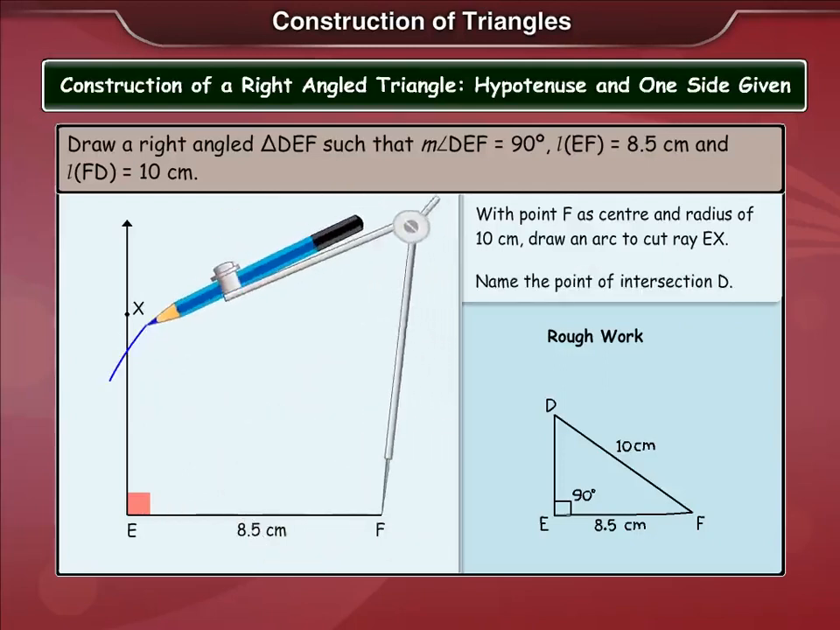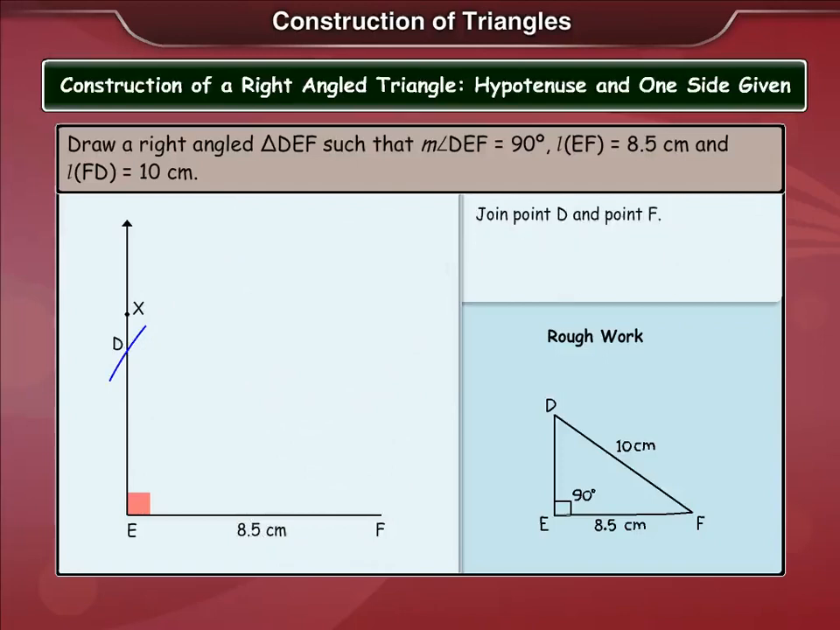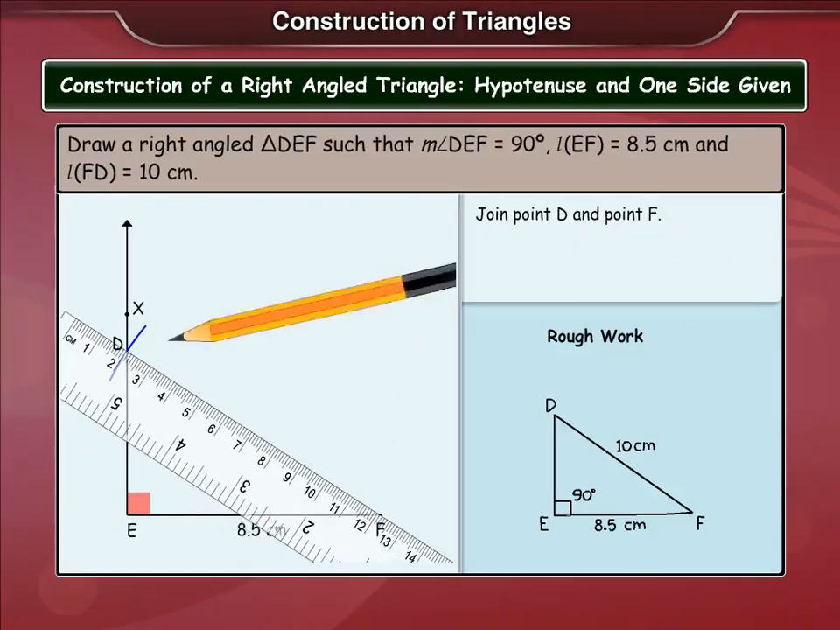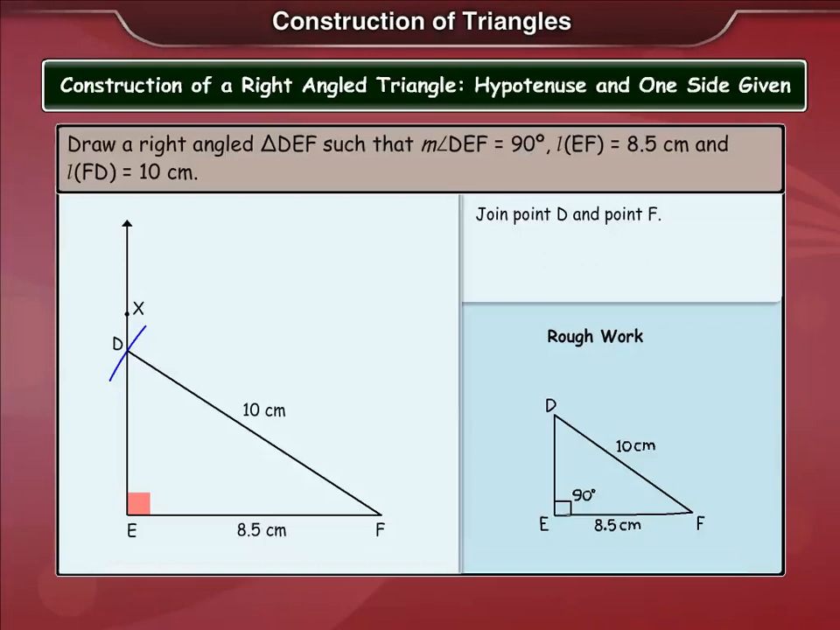In which point do these rays intersect? Oh, these two rays do not intersect each other. Can we construct this triangle? No. Now think over it and find out the reason.